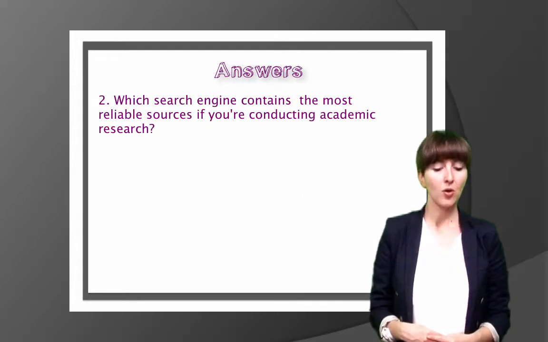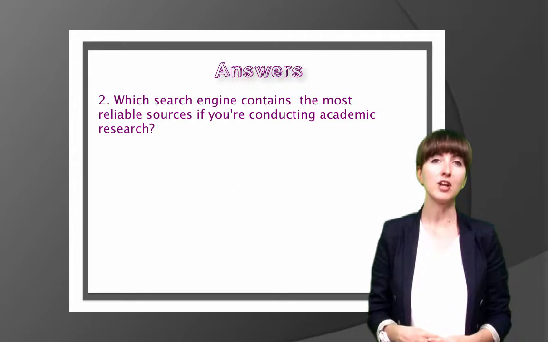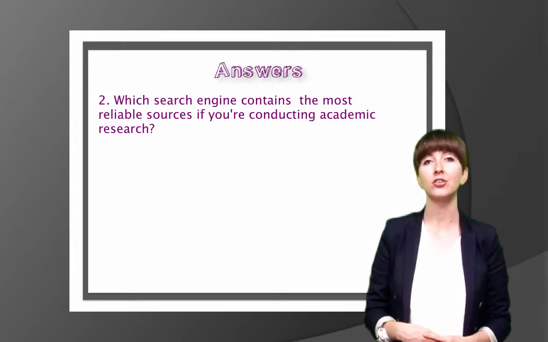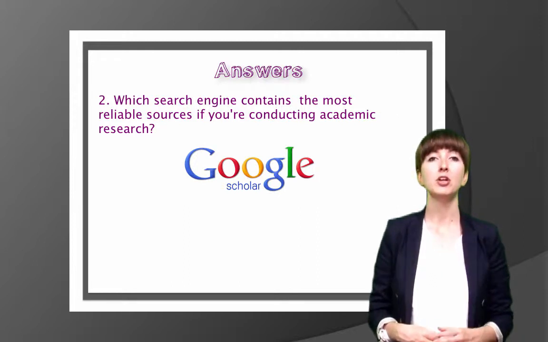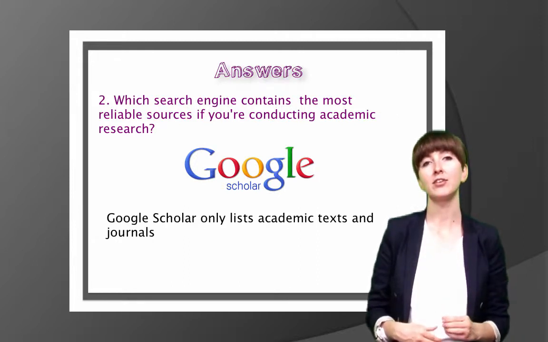Question 2. Which search engine contains the most reliable sources for an academic search? The answer to this question is Google Scholar, because it only lists academic texts and journals.